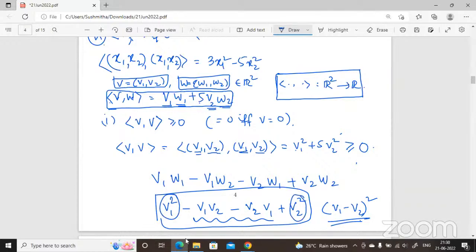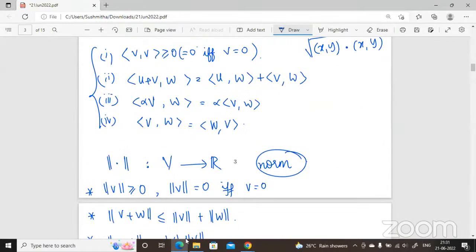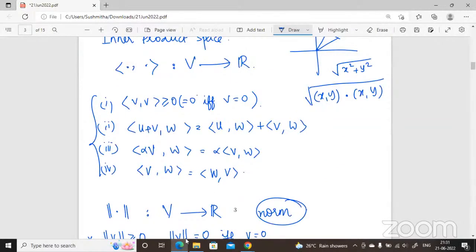If condition 1 is satisfied, then I will proceed to condition 2 and condition 3. Even if one of them is not satisfied, you stop there, because once something is not satisfied, it's not an inner product. Everything has to be satisfied. It is a step-by-step process: first check condition 1, then condition 2, then 3. You can check in any order, but this is the usual order that we follow. All the four conditions have to be satisfied.